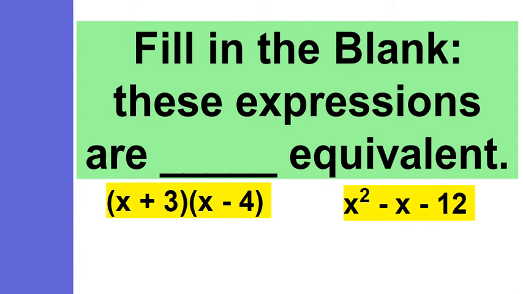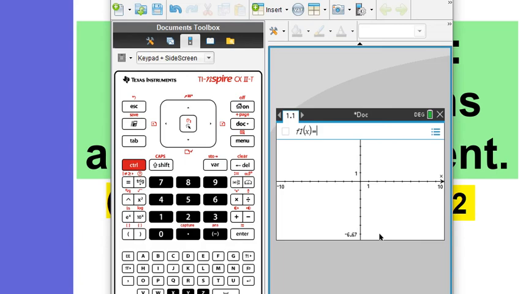So let's examine what's going on. I've got the expression x plus 3 times the quantity x minus 4. My other expression, x squared minus x minus 12. So we're going to go to our graphing calculator. Home screen, new document, say no to drugs.